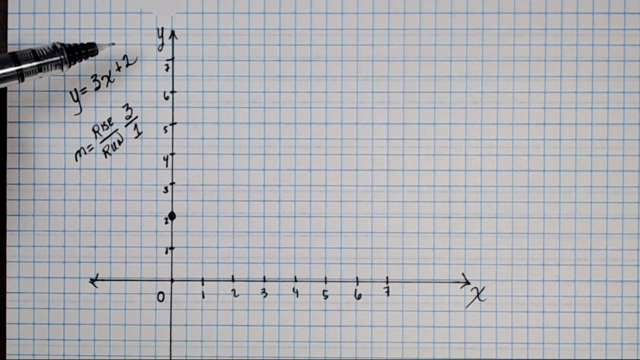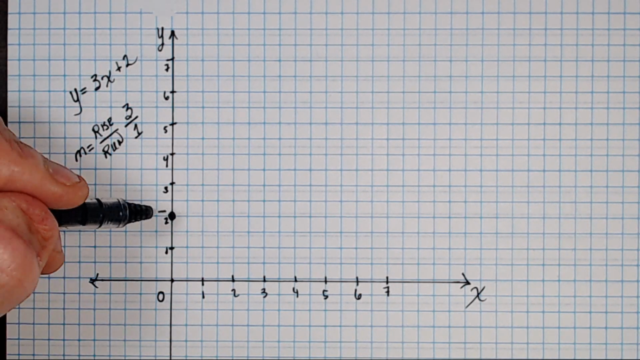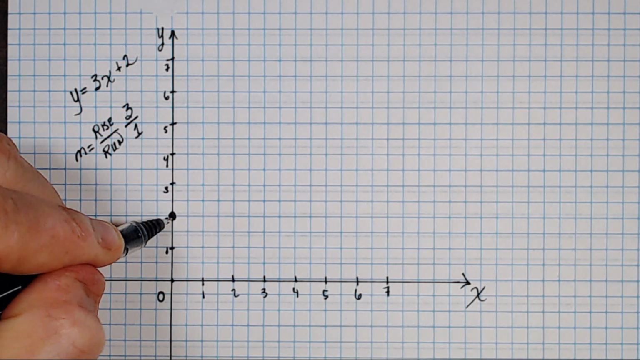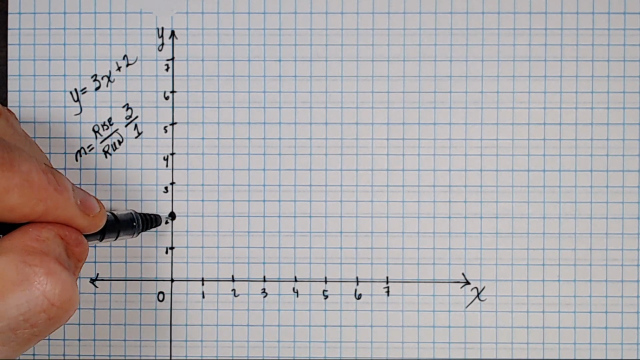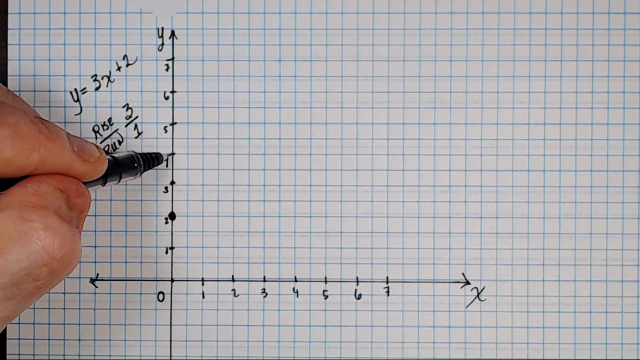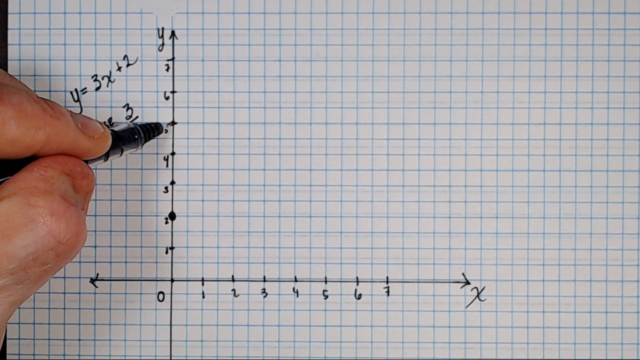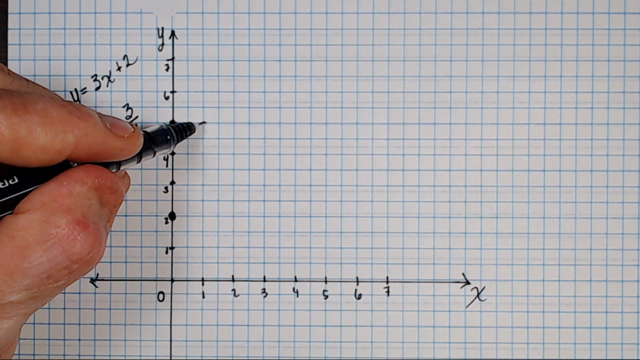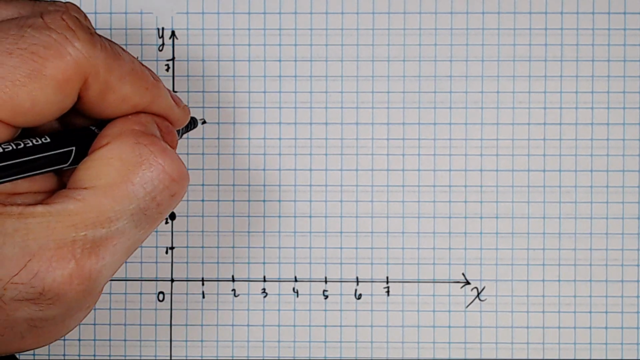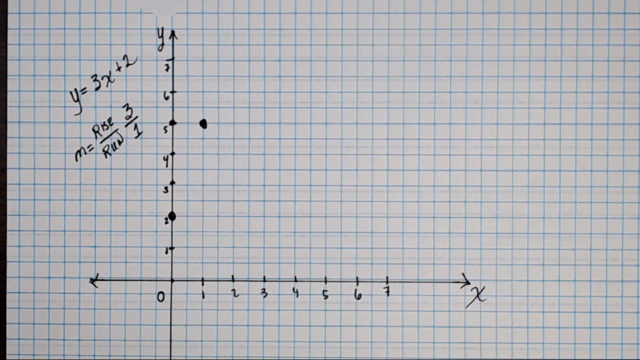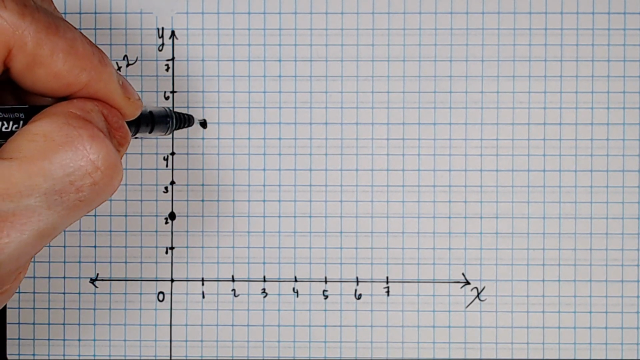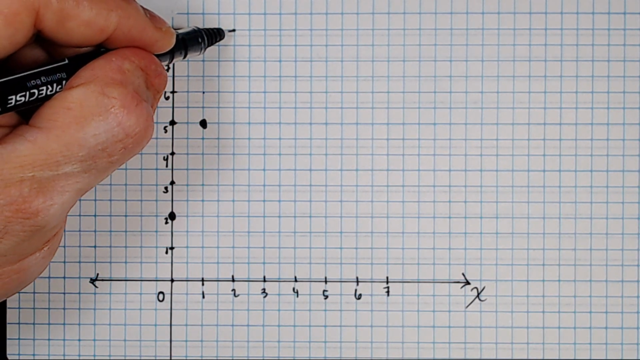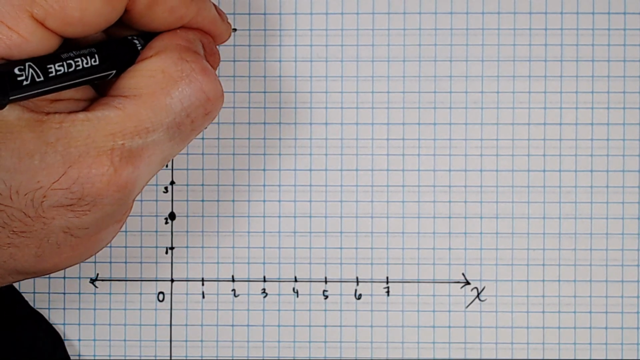So let me demonstrate how to actually plot this. We're starting at the 2 point on the y-axis. We're now going to go up 3. So up 1, up 2, up 3, over 1. So I'm going to move to the right 1, right there. And I'll bubble in this point. Okay? And if I wanted to, I could do another one. I could go up 1, up 2, up 3, over 1. Plot that point there. You could keep doing this all day.